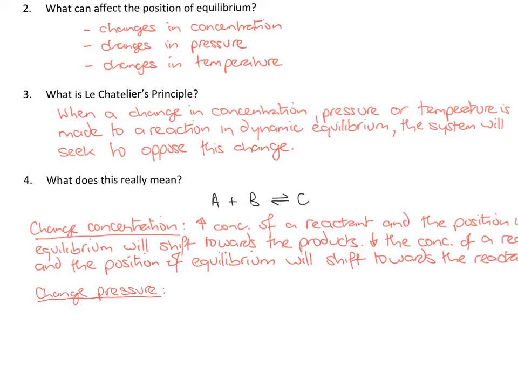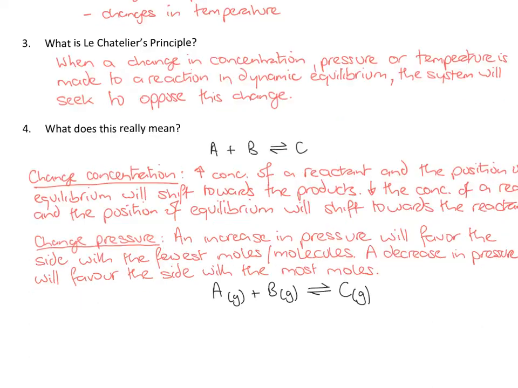So what does it mean to say pressure? Now, pressure is about particles hitting the walls of the container. This is a closed system, so hitting the walls of the container, and we know that pressure is force divided by area. So how can the system change that pressure? The only thing it can do is to reduce the number of particles hitting the walls of the container, and that simple principle lies at the heart of how a change in pressure affects the position of equilibrium.